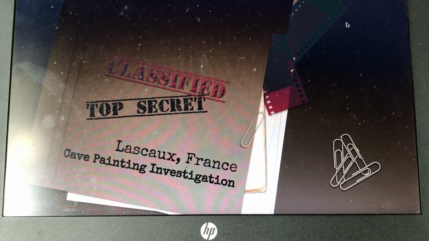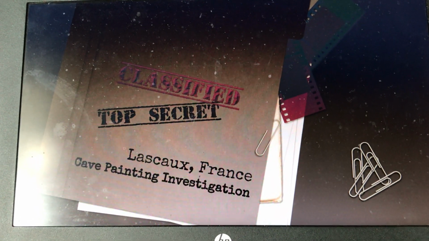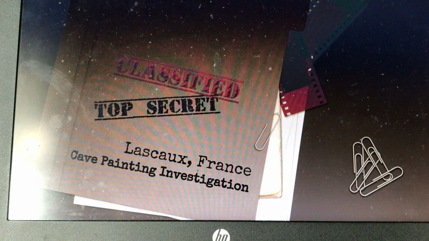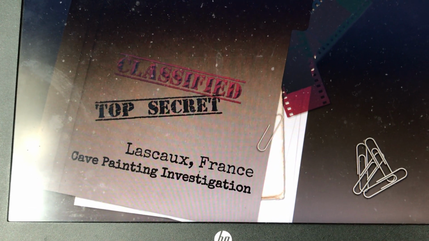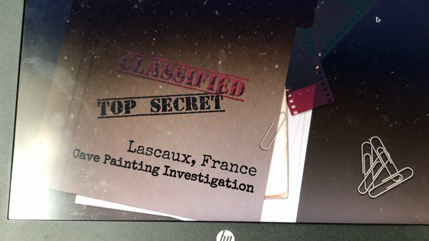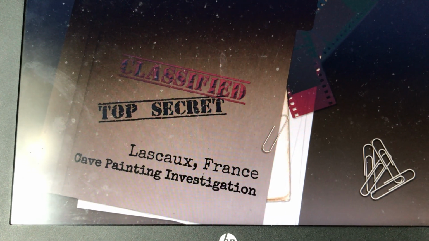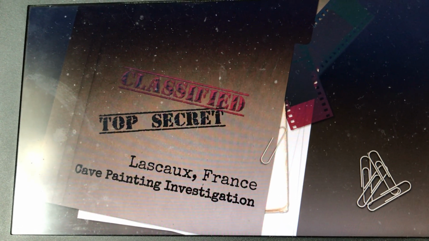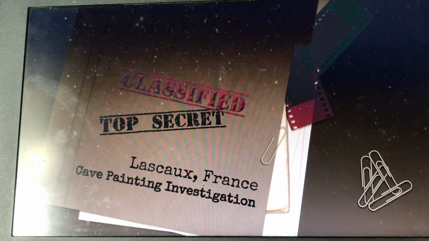Lascaux, France, those cave paintings and the artifacts that were found in those caves. Discovered by accident, they became a massive tour attraction, and they were actually becoming destroyed because of the carbon dioxide that people were breathing out. So there is an exact replica of the cave drawings, the paintings, and the artifacts that you can now tour, but the originals have been closed down.